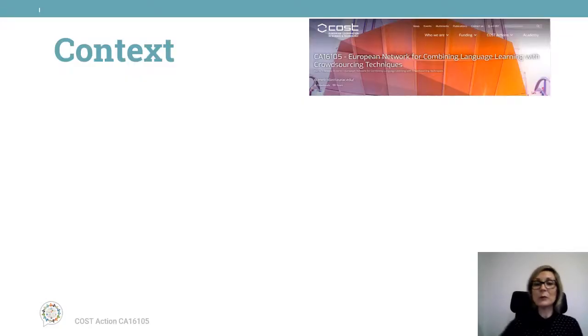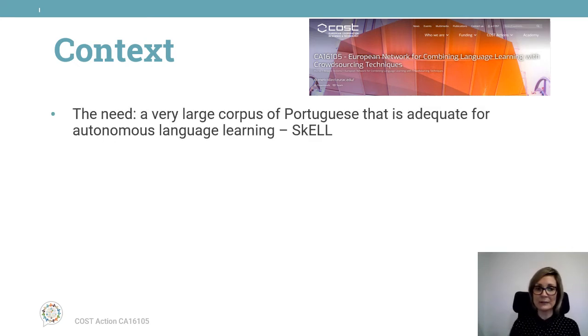I'm going to give you a bit of context. This project originated in the INET-Collect cost action. INET-Collect stands for European Network for Combining Language Learning with Crowdsourcing Techniques. We are all members of this action. And in a working group workshop that we had some years ago, I shared this personal desire I have, which is to create a SCAL for Portuguese.